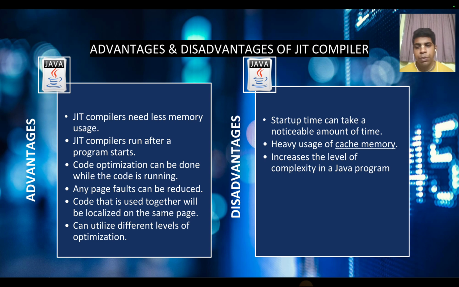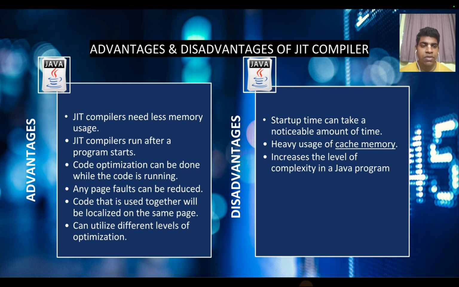Code optimization can be done while the code is running. So when the code is being run, at that time the code optimization can be done. Page faults can be reduced, that is a benefit. Code that is used together will be localized on the same page. The JIT compiler can utilize different levels of optimization. So these are the advantages of the JIT compiler.